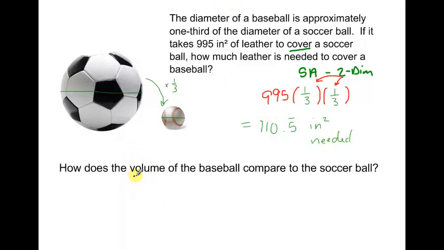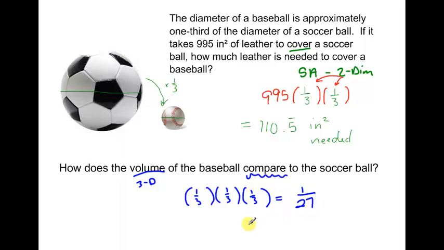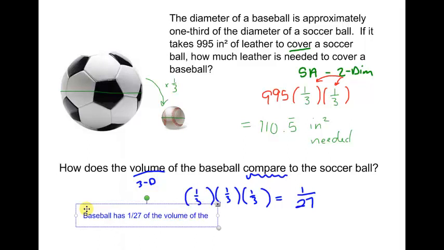And finally, how does the volume compare? So volume is a three-dimensional question. How does it compare? We don't know the volume of the soccer ball, but they're just, again, asking us to compare them. So we would apply scale factors. And I apply it 3 times since my question is a three-dimensional volume question. Putting in my scale factor of 1/3 for each of these and multiplying it together, that gives me 1/27. So that means that the baseball has 1/27 of the volume of the soccer ball.